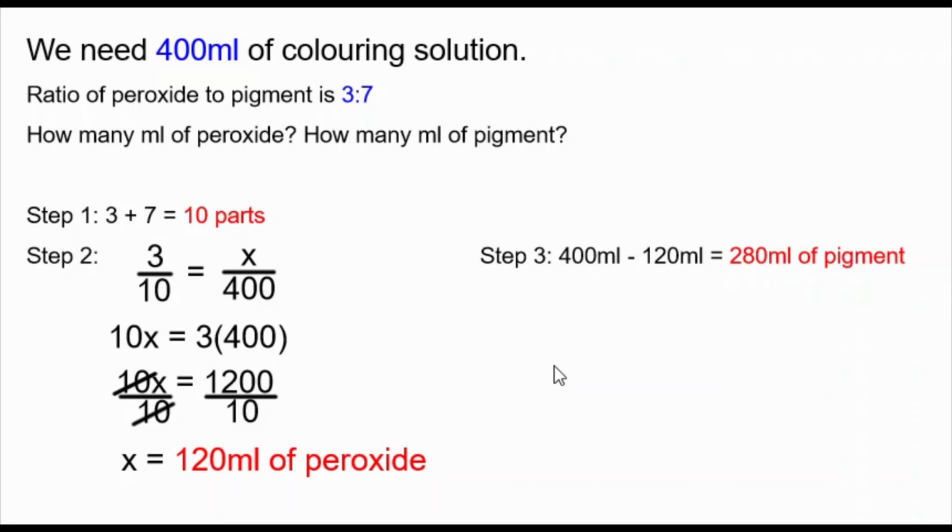In order to do this problem, we have to know the ratio of peroxide to pigment, and we have to know how many milliliters of solution we need. We have 3 steps. Step 1 is to add the two numbers in our ratio to see how many parts we are mixing. Step 2 is to create a proportion and solve it using cross multiplication. And this will tell us the amount we need for one of the ingredients in the solution. And then step 3 is a subtraction that tells us how many milliliters we need of the other ingredient.